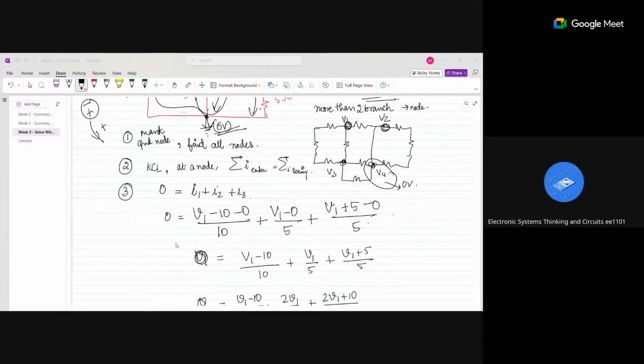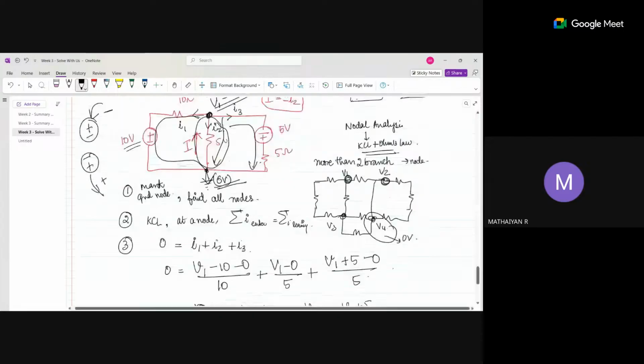Does anyone have any doubt in KCL and KVL, and all the problems which you solved today? No, ma'am. Current direction, could you please explain? Current direction. Which one is positive, which one is negative? Okay.